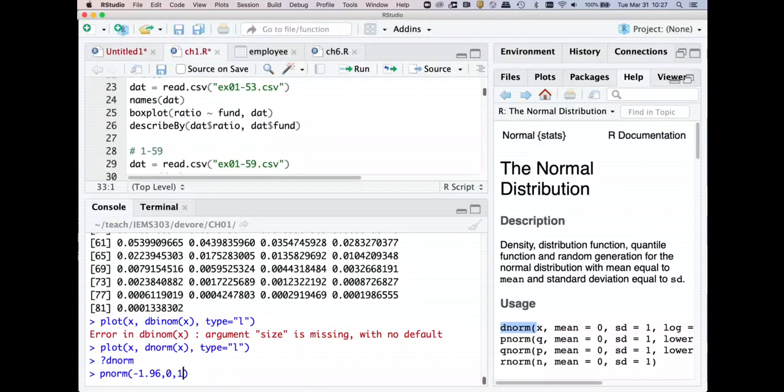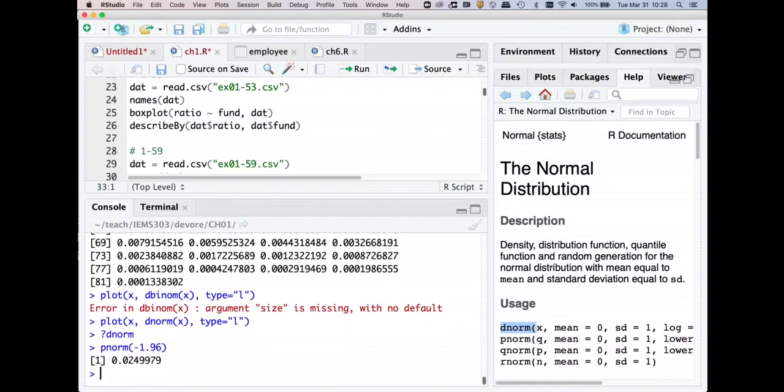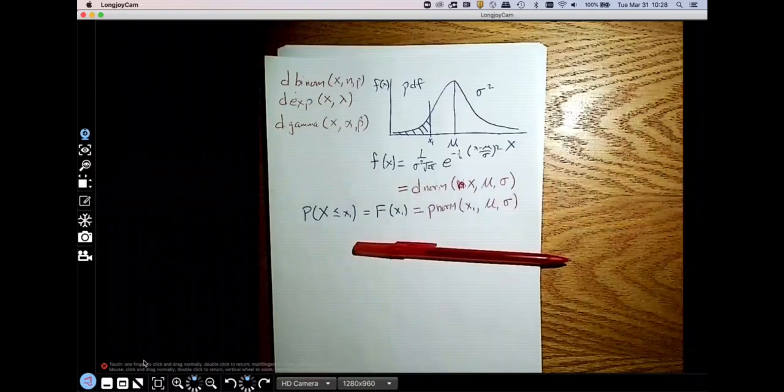If you want, you can give those parameters, but as you can see off to the right, those are the defaults, so they're not really necessary. I'm just going to get rid of them. This is going to give me that tail probability. It's a very famous tail probability. The answer should be 2.5%, and sure enough, it's about 2.5%. That says the area to the left of -1.96 is 2.5%. All right, back to the document camera.